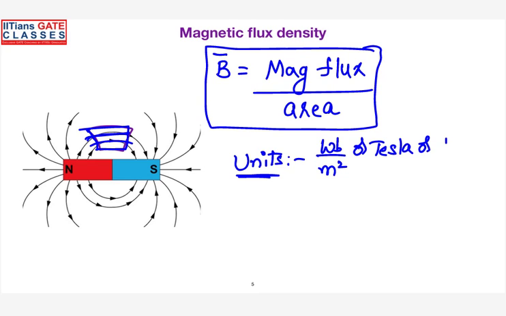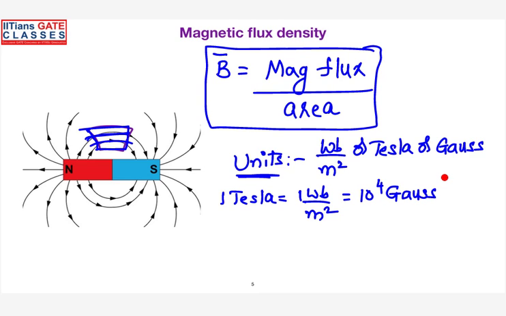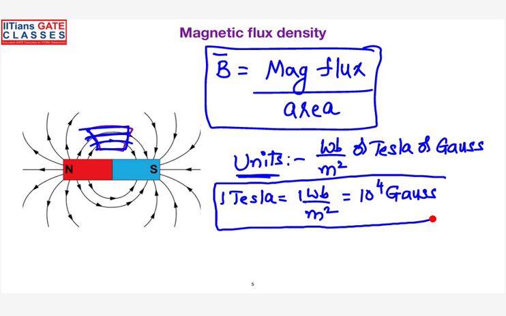Or sometimes there is another unit for magnetic flux density. It is measured in Gauss. So I was giving the relation here. 1 Tesla is the same as 1 Weber per meter square, which is the same as 10 to the power 4 Gauss. So this is the relation between all these three. You can remember this. 1 Tesla is 1 Weber per meter square, the same as 10 to the power 4 Gauss. That is a conversion. Now it's the reverse.